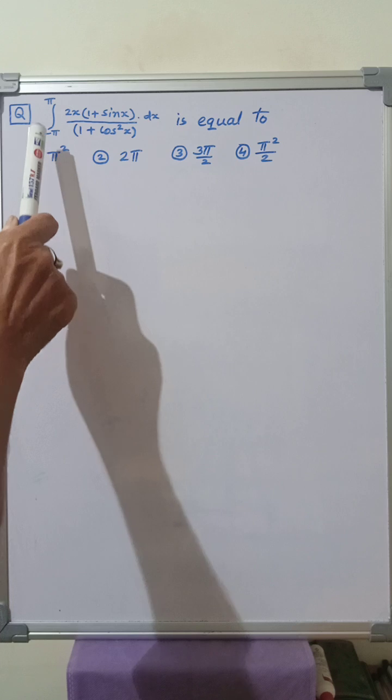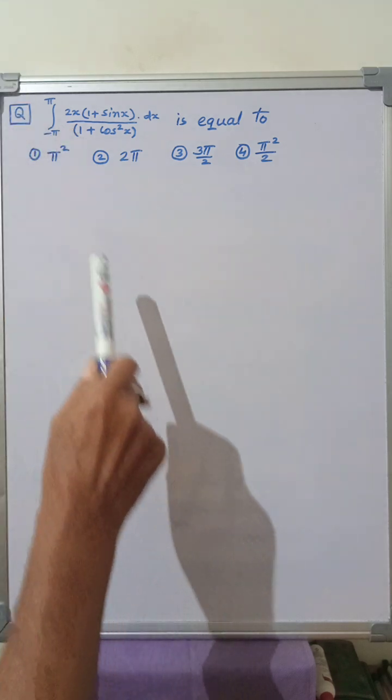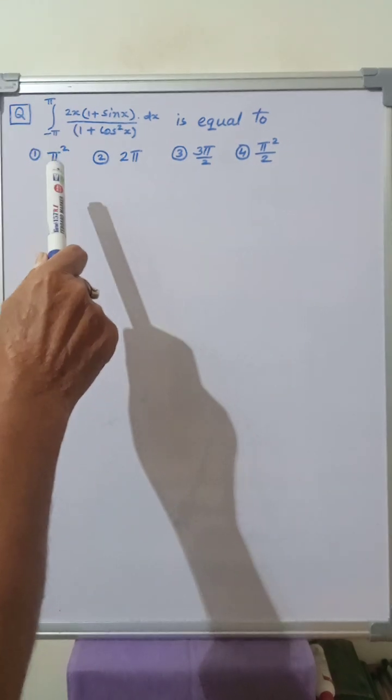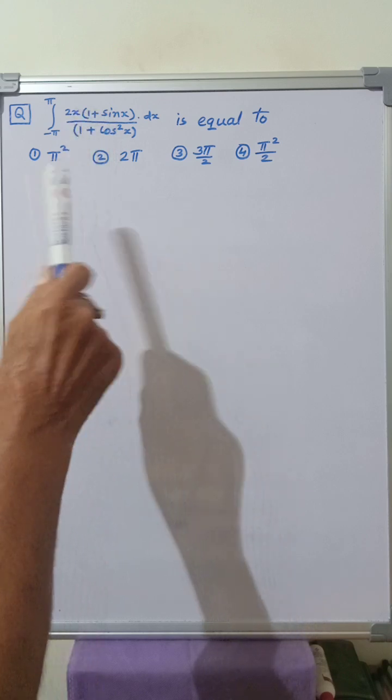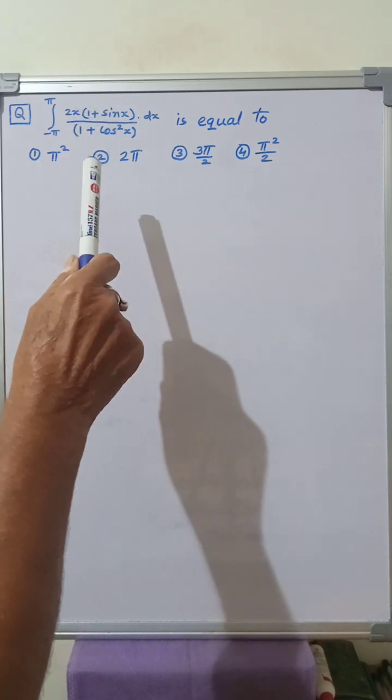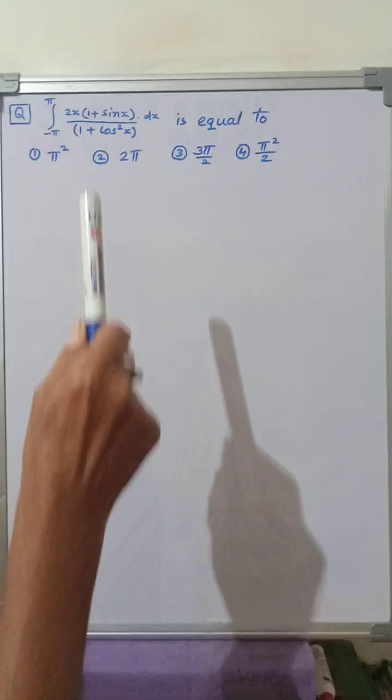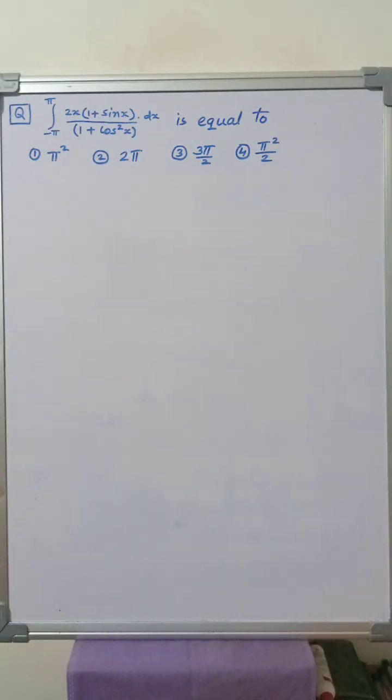Integral between limits minus pi to plus pi of 2x into 1 plus sin x divided by 1 plus cos square x into dx is equal to. The options are given in the question. We are required to find the correct option. Now for the solution.